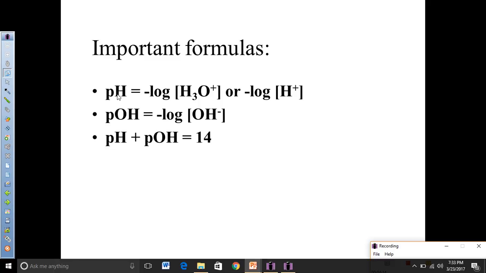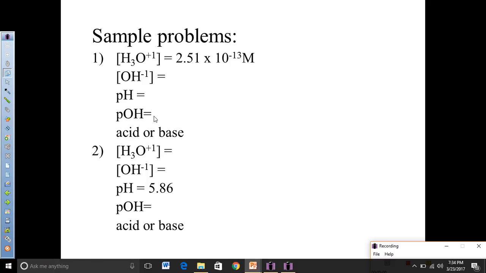pH stands for the power of hydronium, so we are going to be taking the negative log of hydronium. pOH stands for the power of hydroxide, so we'll be taking the negative log of hydroxide. And there are actually 2 scales. We really talk about the pH scale, but there's something called the pOH scale, and they always add up and equal 14. So we're going to be using, for these next 2 examples, these 3 formulas.